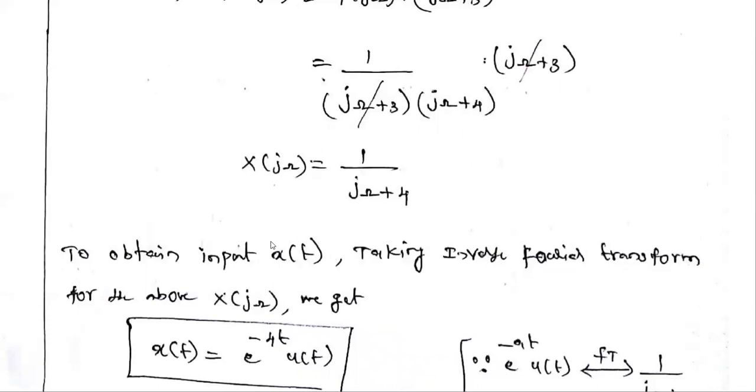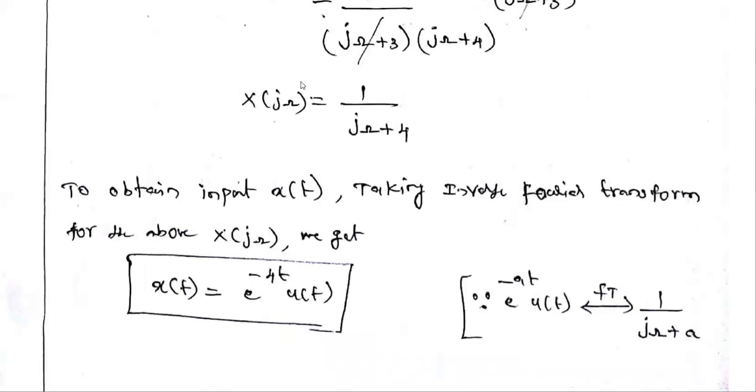Our question is we have to find the input x of t. In order to find the time domain input, we have the frequency domain signal. So you just take the inverse Fourier transform of the above equation. What is the inverse Fourier transform of capital X of j omega, small x of t? This one is in the structure of e power minus at u of t.